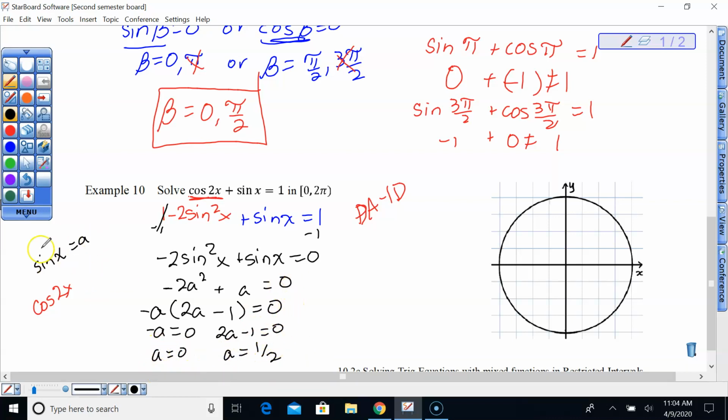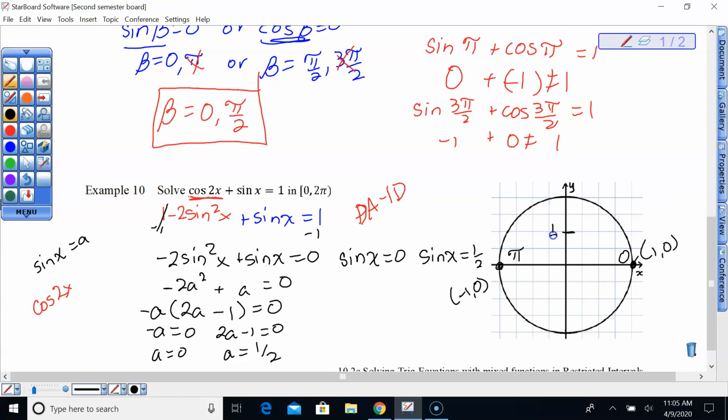So we'll go ahead and substitute back in now that we've solved for a, sine of x. So sine x equals 0 or sine x equals 1/2. So remember, sine x again is your y coordinate. So y equals 0 here on your unit circle at 0 radians, and over here at pi radians. And sine x equals 1/2.